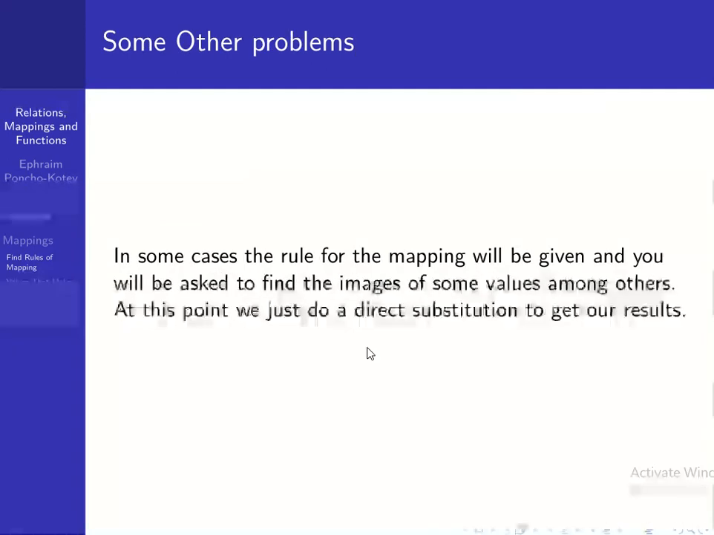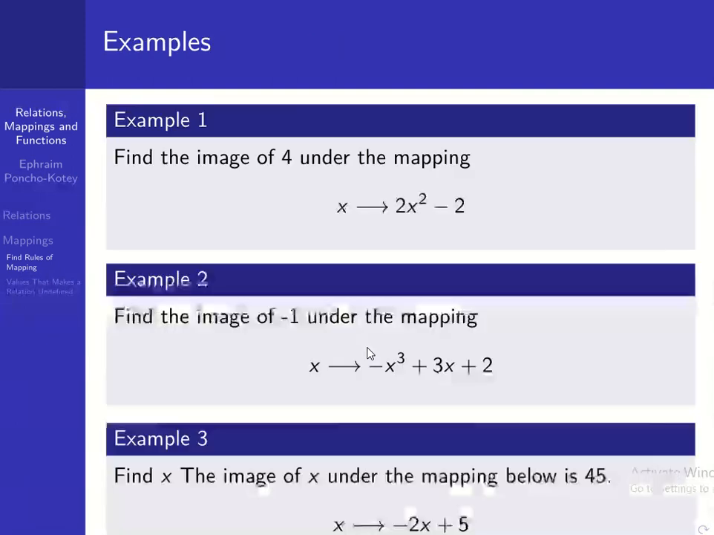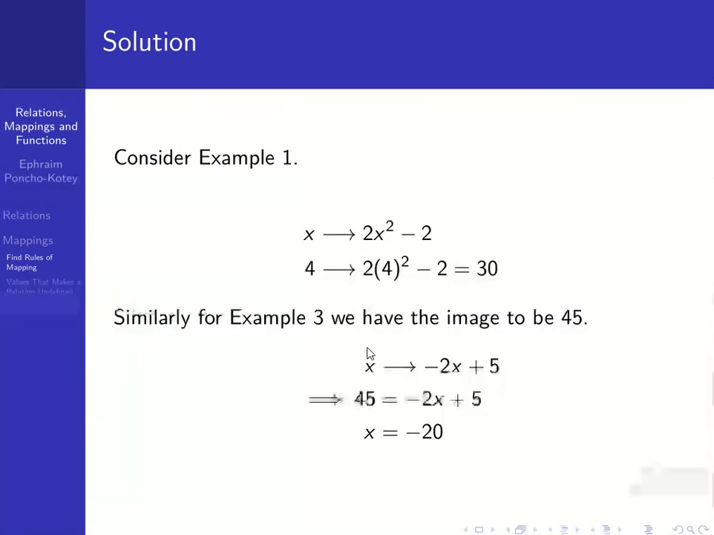Now, in some problems, you'll be given the map and be asked to find images. When doing this, you just do some direct substitution. Let's try an example. In this, we have several examples. Now let's look at the first one. You have the image of x is 2x squared minus 2. So if you find the image of 4, everywhere you see x, you substitute 4. After doing that, we have the image of 4 to be 30.